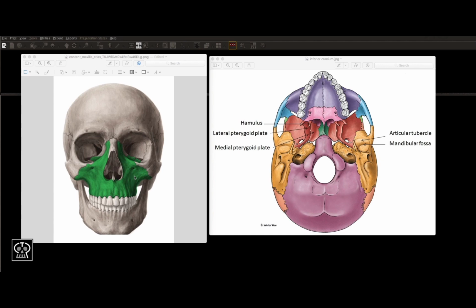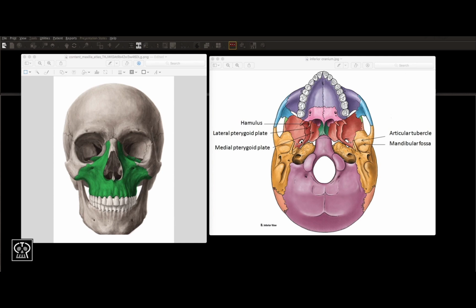We can see our zygomatic process here that goes towards the zygomatic bone. And we have our frontal process here that extends towards the frontal bone. As you can see here, the infraorbital foramen are seen bilaterally. This is where the infraorbital nerve exits.